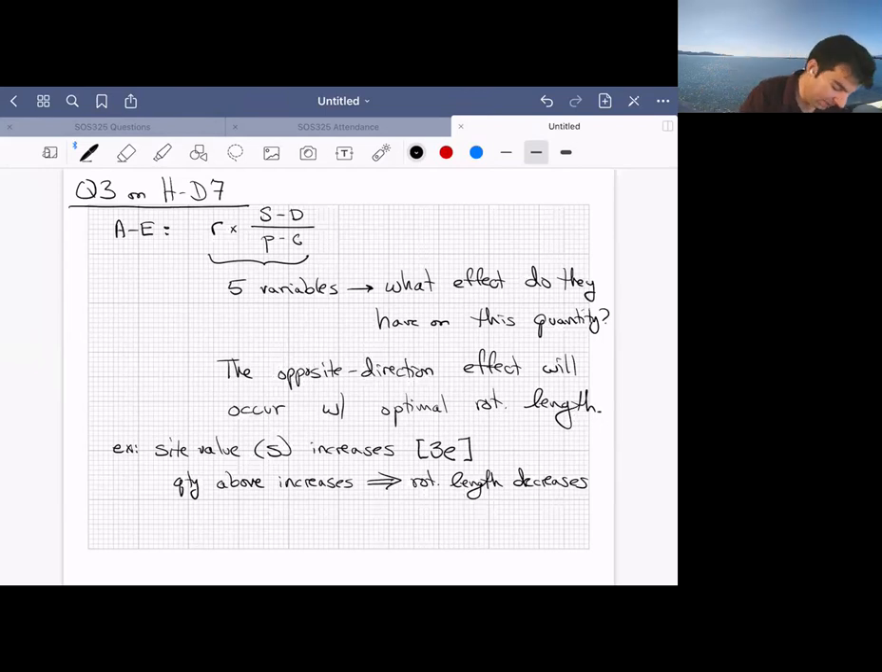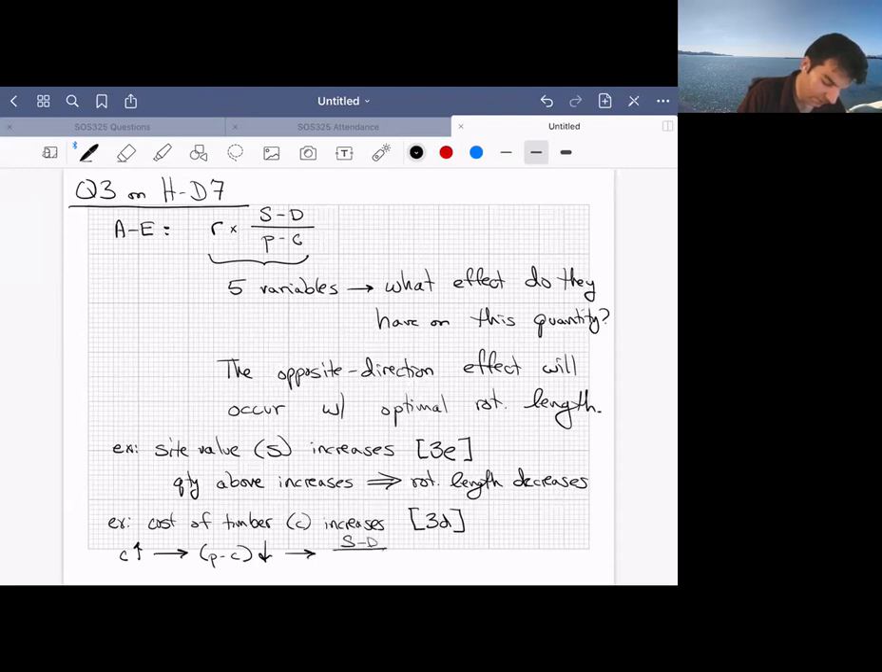It gets a little complicated if I think about, well, what about the example when the cost of timber increases. And that I believe was 3D. That's a little bit more complicated because if C increases, that's going to mean that P minus C is going to decrease, which is going to mean that that fraction S minus D over P minus C, well, now I'm dividing by a smaller number. When you divide by a smaller number, then the fraction increases, which means that that whole quantity up there increases, which means the rotation length decreases.